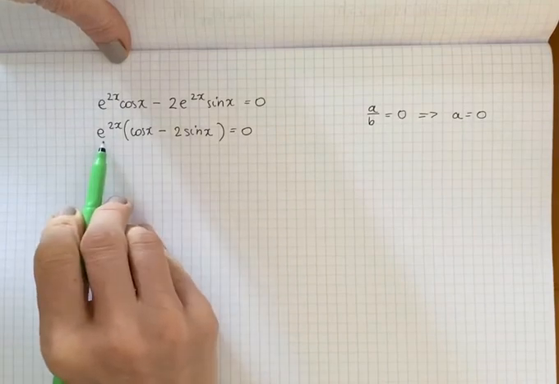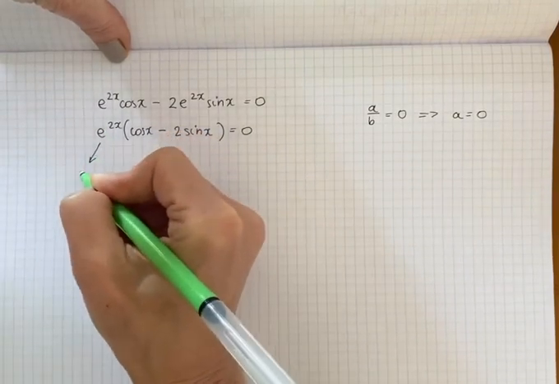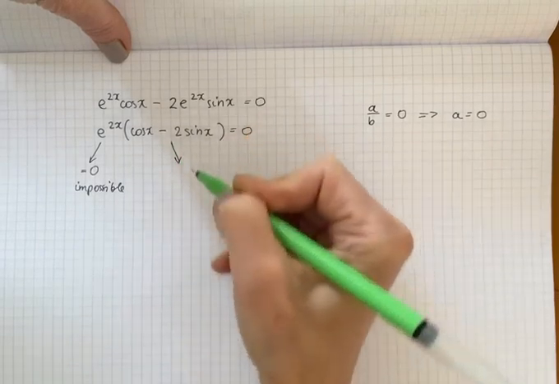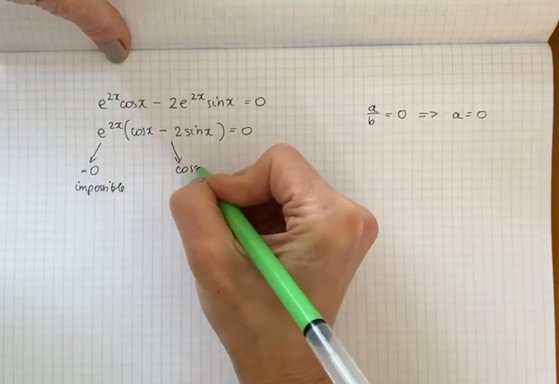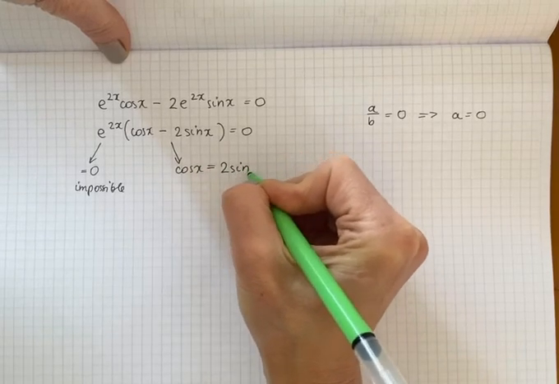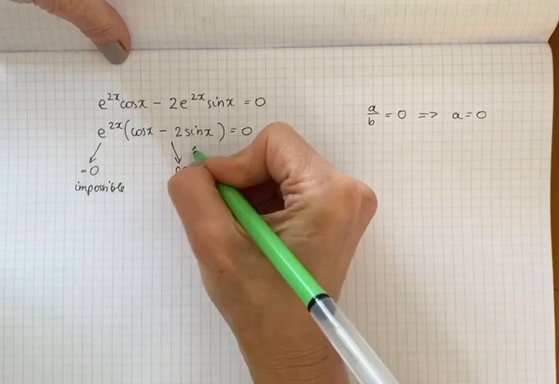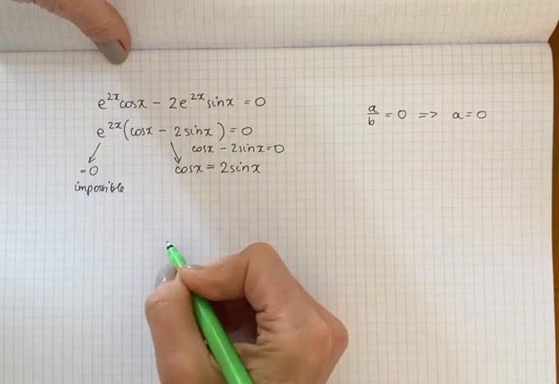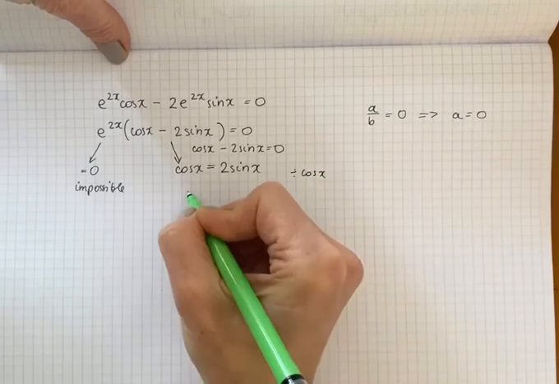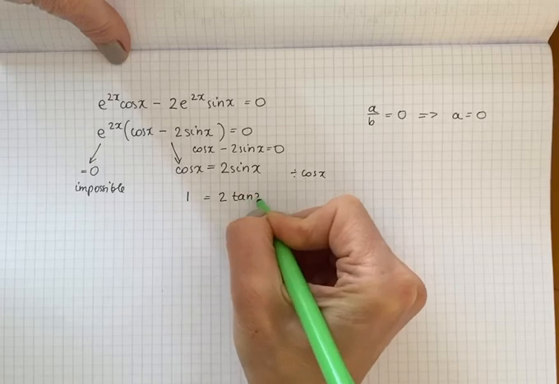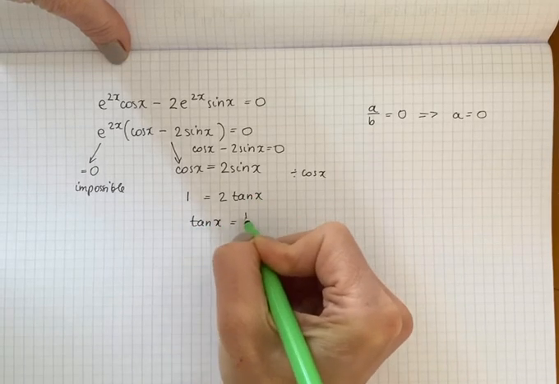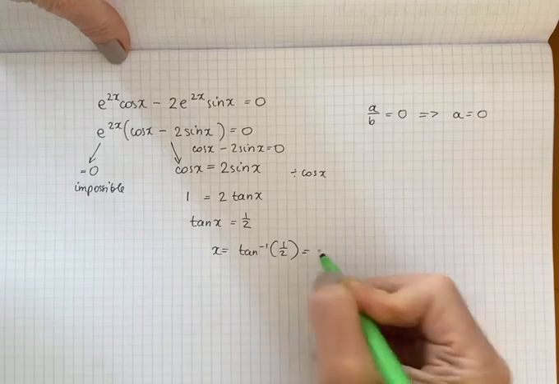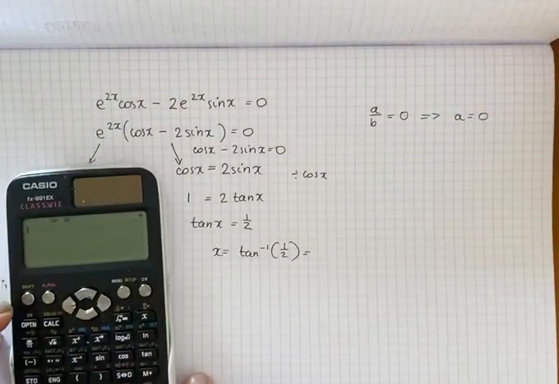So you've got the product of these two terms equal to 0, where either this is equal to 0, which is impossible because e to the power of 2x has an asymptote at 0 and never reaches it, or the bracket is equal to 0. Let's write it down: cos x minus 2 sine x is equal to 0, which happens when cos x is equal to 2 sine x. Divide by cos x, you will have 1 is equal to 2 tan x. So tan x is equal to a half. So let's do tan inverse of a half. That gives us the x coordinate of that point.